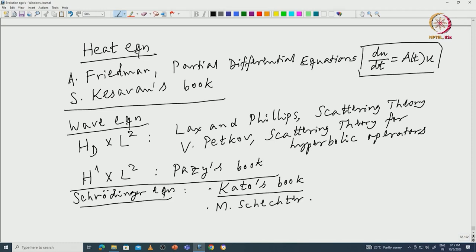In fact, here you see multiparticle dynamics. The Schrodinger equation we are discussing is for a single particle, whereas this is a multiparticle system. You see a discussion in Schester's book, perhaps in Kato's book also, on the multiparticle system. One can write down a Schrodinger equation even for a multiparticle system.